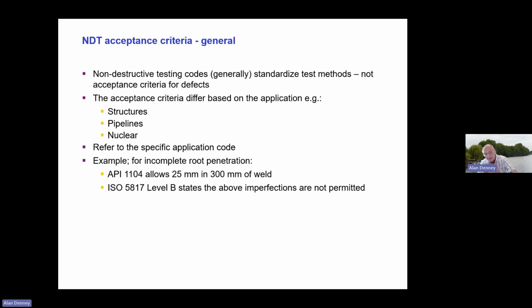For example, I'm comparing 2 standards here for incomplete root penetration. API 1104, which is a pipeline standard, allows 25 millimeters of incomplete root penetration in 300 millimeters of weld, whereas ISO 5817 level B states that incomplete root penetration is not permitted. Now, why have we got these differences?